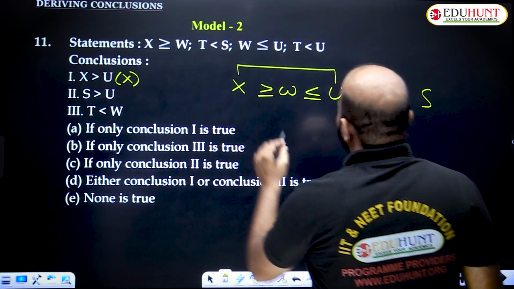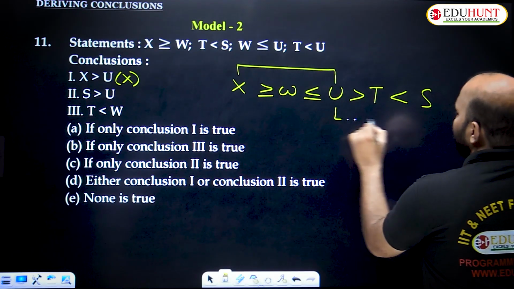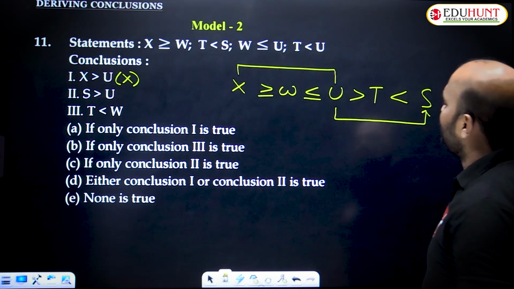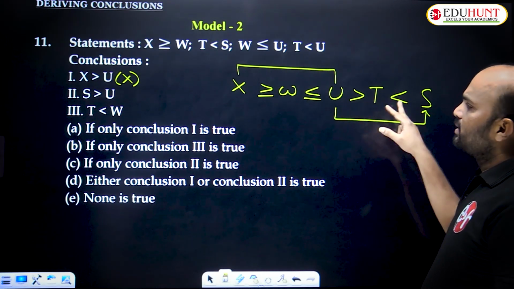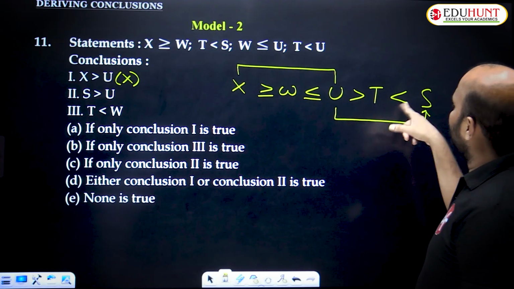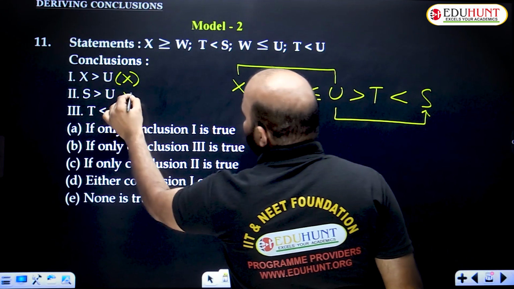Second one, S to U. According to order, U to S applies. U to S, how many symbols are coming? 2 symbols. So this is also opposite, greater than and less than. So it is also not defined.